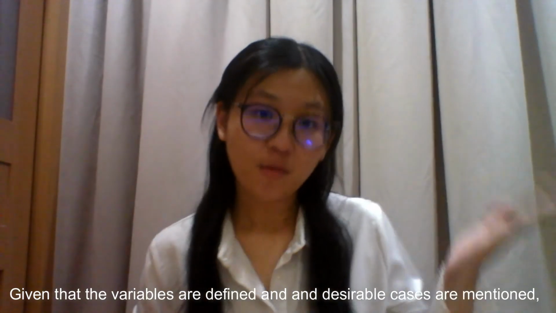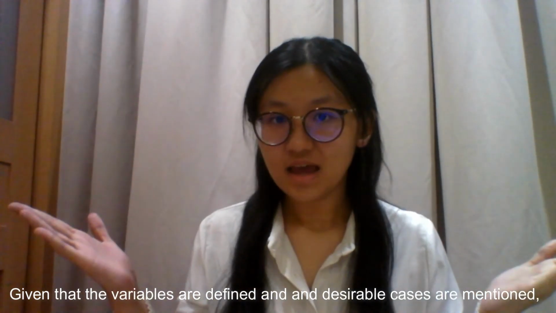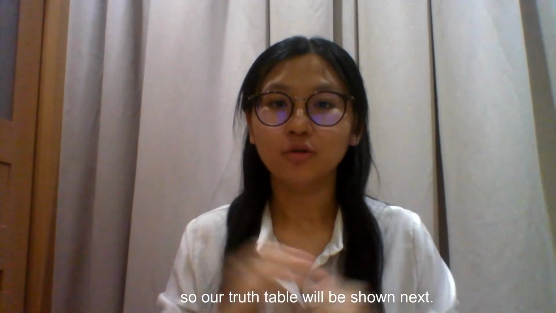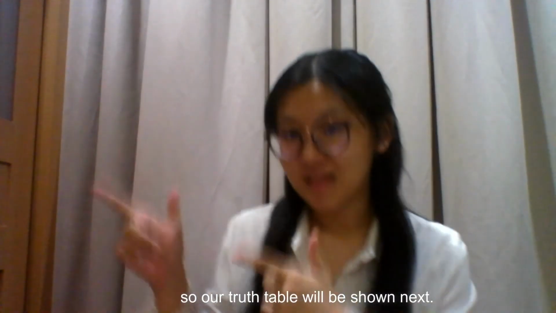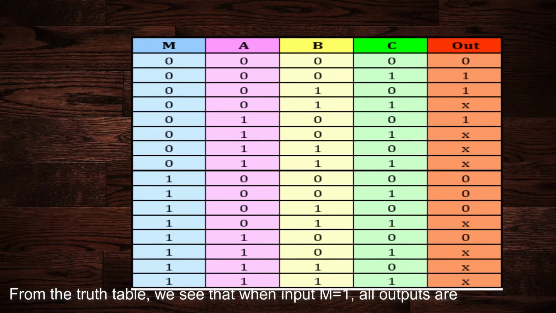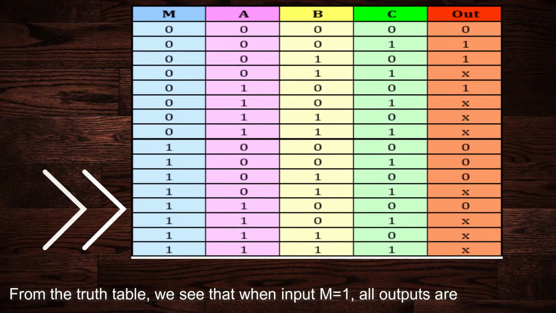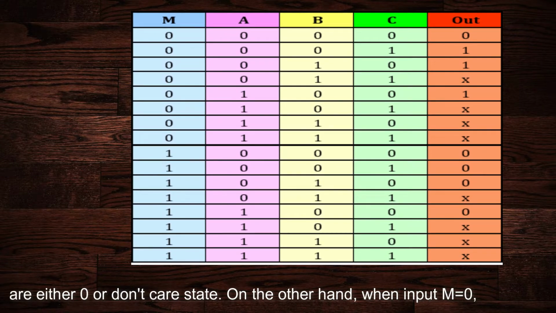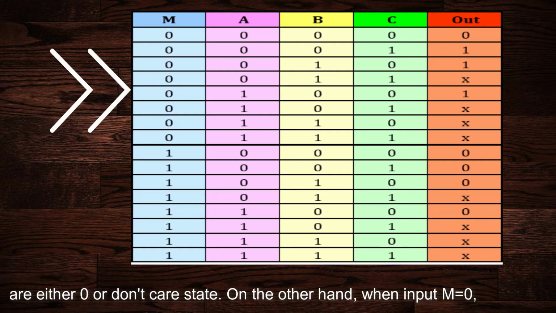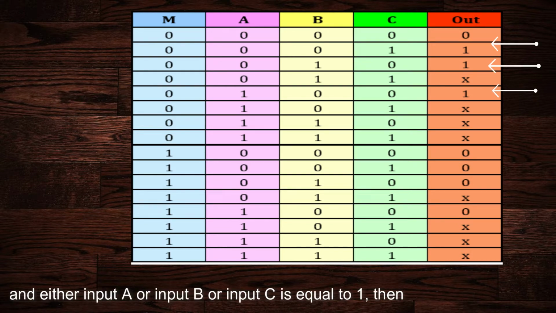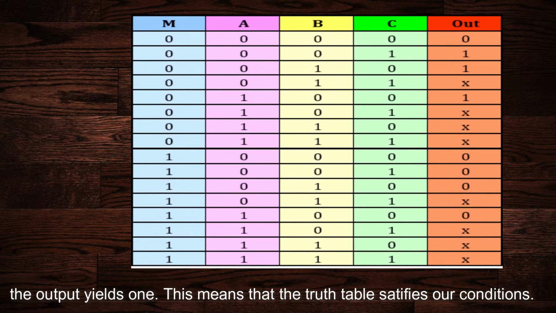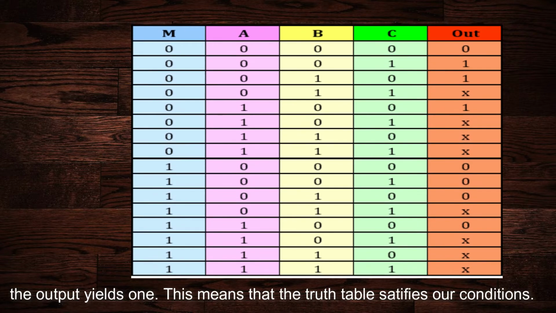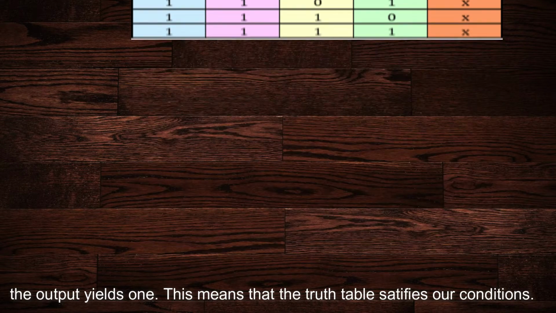Given that the variables are defined and the desired cases are mentioned, our truth table will be shown next. From the truth table, we see that when input M equals 1, all outputs are either 0 or don't care state. On the other hand, when input M equals 0 and either input A, B, or C is equal to 1, then the output yields 1. This means that the truth table satisfies our conditions.